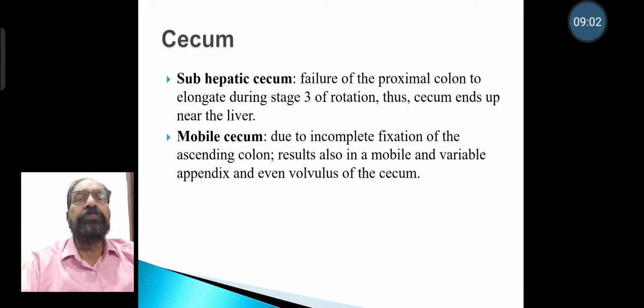Then coming to cecum, subhepatic cecum is failure of the proximal colon to elongate during stage 3 of rotation. The cecum ends up near the liver. Mobile cecum, due to incomplete fixation of the ascending colon, results also in a mobile and variable appendix and even volvulus of the cecum.